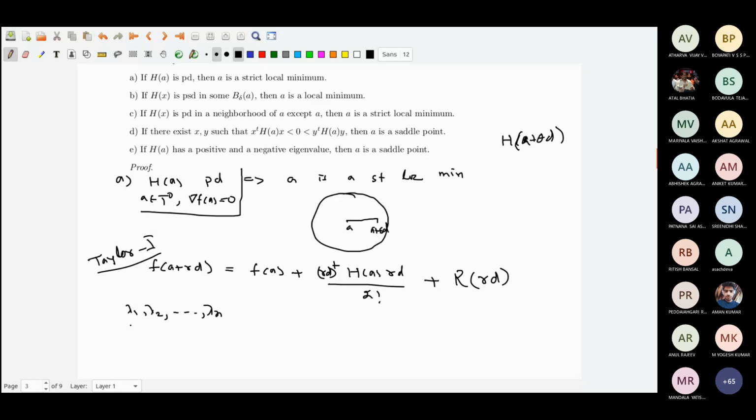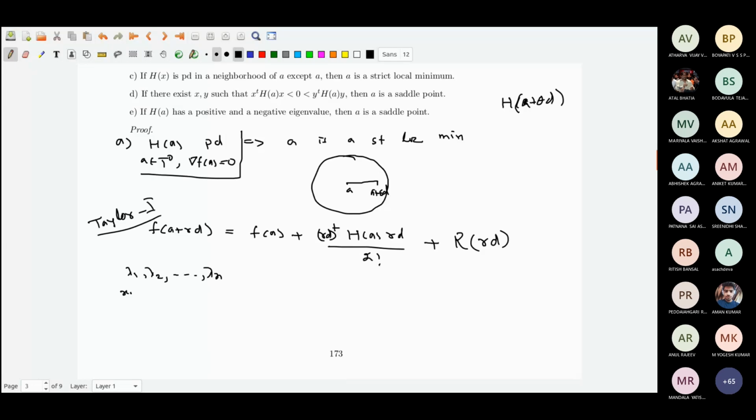So you can take the corresponding eigenvectors like x1, x2, xn, and they are orthogonal to each other. You can choose corresponding eigenvectors in such a way that they form an orthonormal basis for Rn. That's what the spectral theorem for Hermitian matrices says. Here it is symmetric, so Rn. Otherwise, you would say Cn, complex Cn.